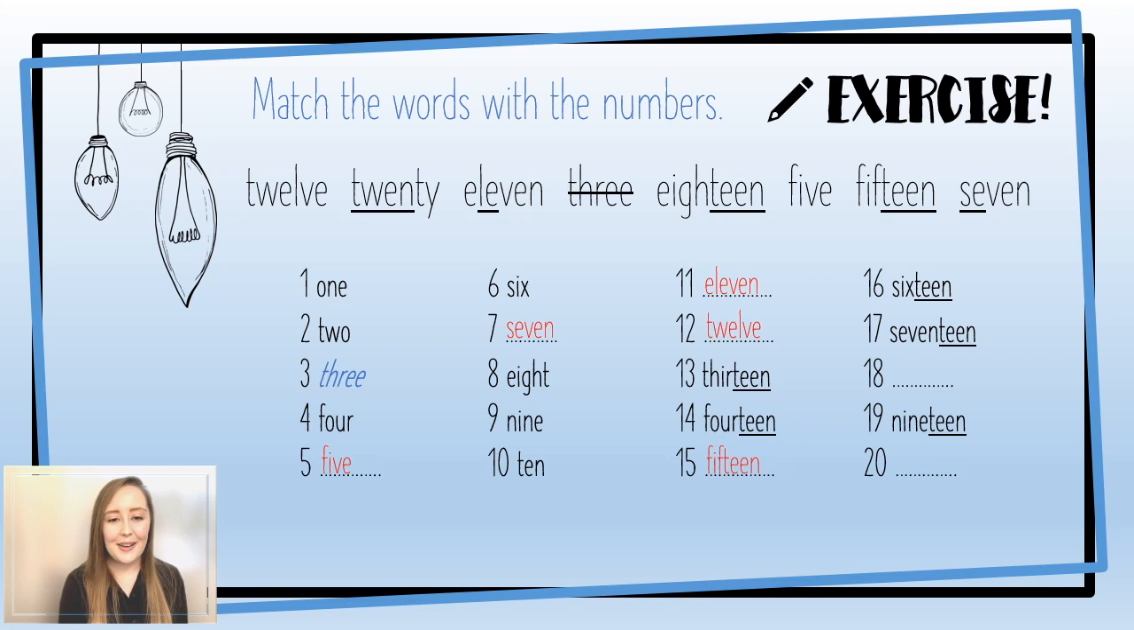Excellent. Well done. 16, 17. So you can see here, teen is always the stressed syllable. 13, 14, 15, 16, 17. And what comes after 17? Good. 18, 19. And then the last one should be 20. Well done. Excellent.